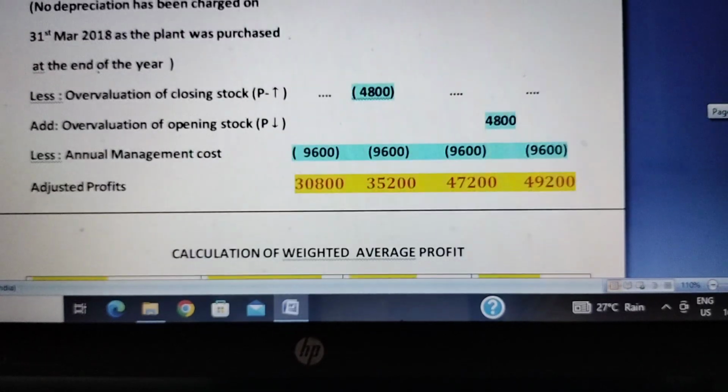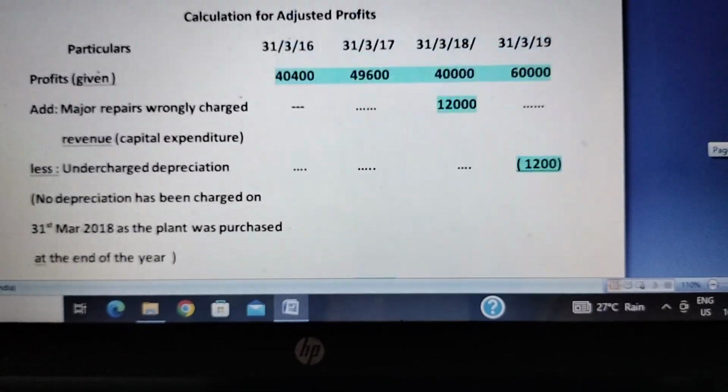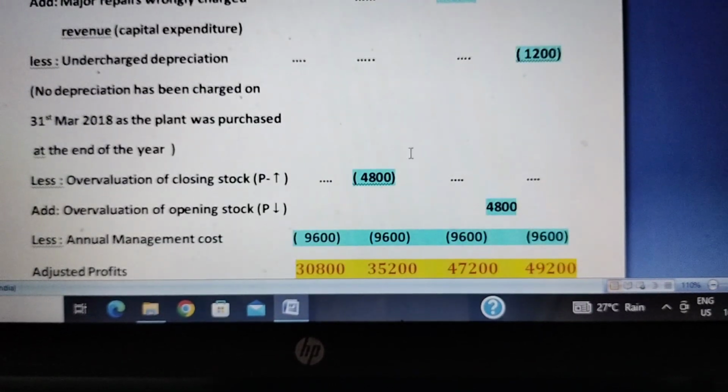So this is the annual management cost. It should be deducted from each year's profit: 9,600, 9,600, 9,600, 9,600. Now while making the adjustment, we have to add a few items to the 2016 profit. You have to add 40,400 plus 9,600. So we have to deduct 9,600.